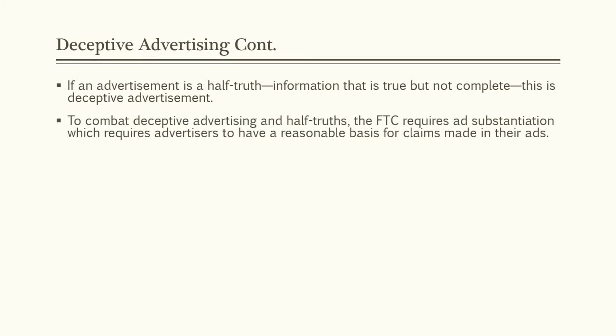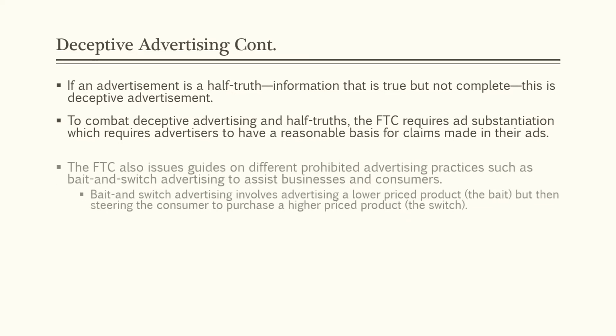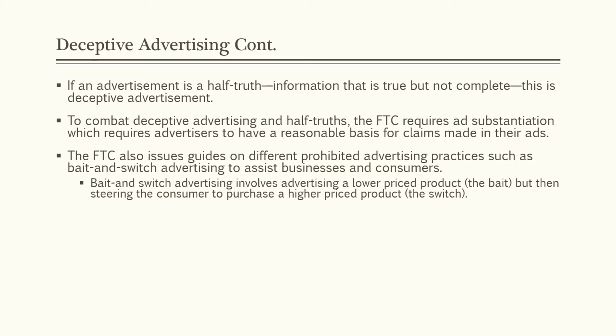To combat deceptive advertising and half-truths, the FTC requires ad substantiation, which requires advertisers to have a reasonable basis for claims made in their ads. The FTC also issues guides on different prohibited advertising practices, such as bait-and-switch advertising, to assist businesses and consumers. Bait-and-switch advertising involves advertising a lower-priced product, the bait, but then steering the consumer to purchase a higher-priced product, which is the switch.